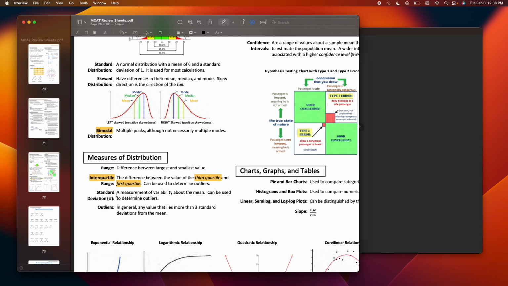We have standard deviation, which is a measurement of variability about the mean. It can be used to determine outliers. And for outliers in general, any value that lies more than 3 standard deviations from the mean is an outlier.